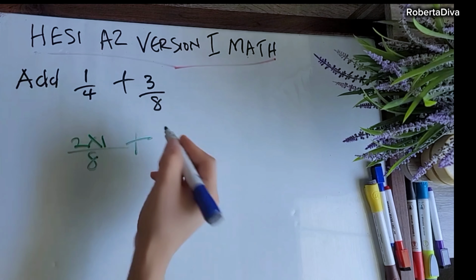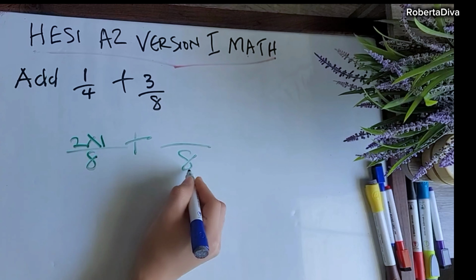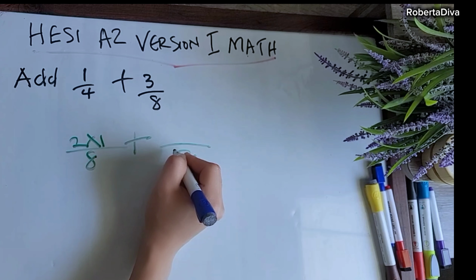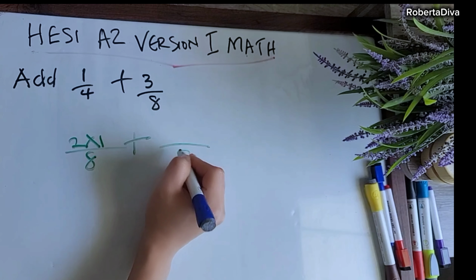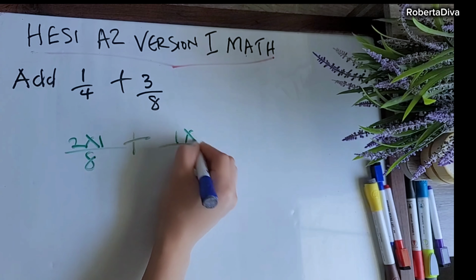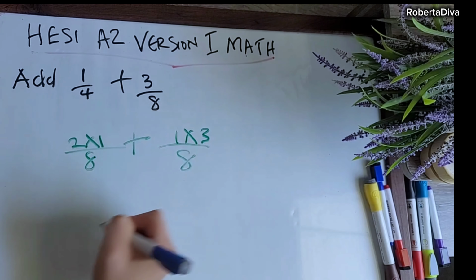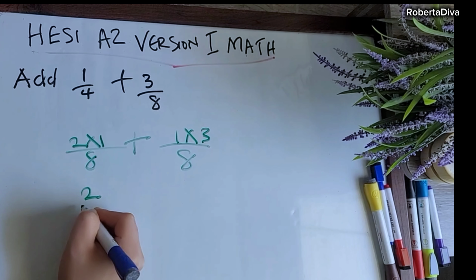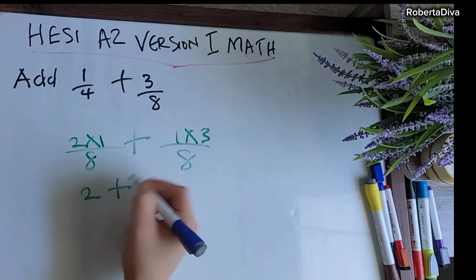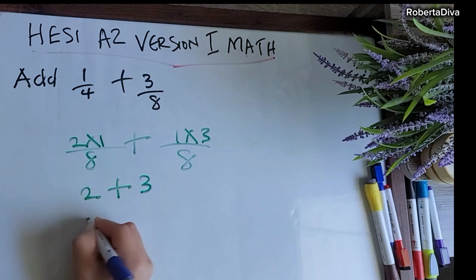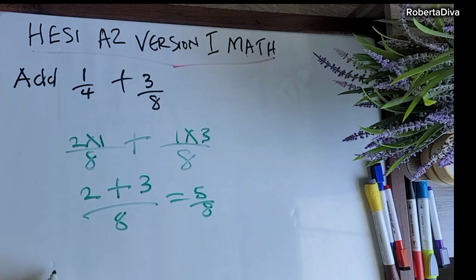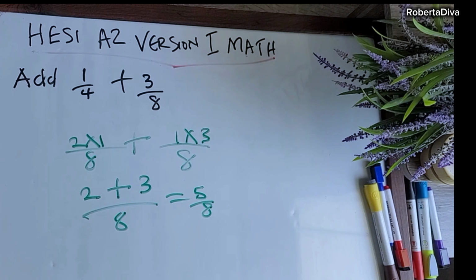Now put down the plus sign. The same, 8 divided by 8 is 1, multiplied with the 3 on top, okay? So the third step is 2 times 1 is 2, plus 1 times 3 is 3. You divide with 8. So 2 plus 3 will give you 5 over 8. This is the answer.